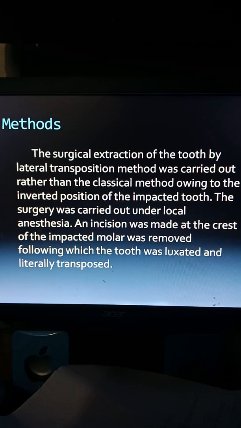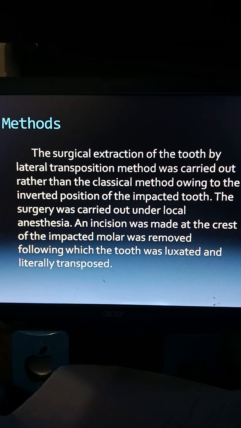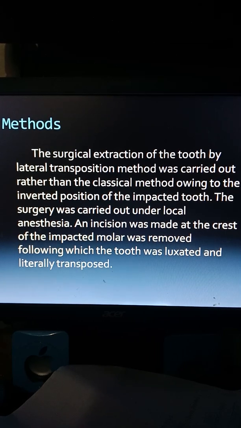Methods. The surgical extraction of the tooth by lateral transposition method was carried out rather than the classical method owing to the inverted position of the impacted tooth. The surgery was carried out under local anesthesia. An incision was made at the crest of the ridge with an anterior releasing incision. Bone overlying the impacted molar was removed, following which the tooth was luxated and laterally transposed. The socket was thoroughly irrigated and closure was done by simple interrupted suture using 3-0 Mersilk.